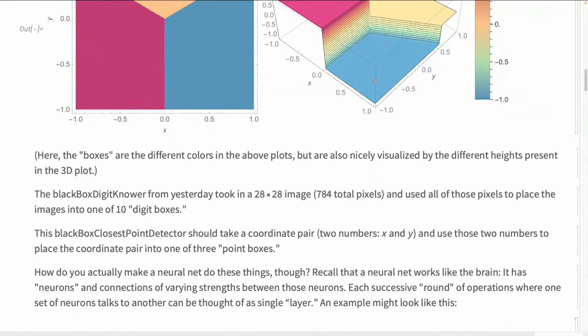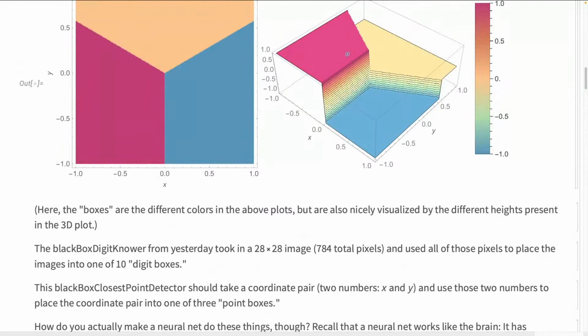So this thing is just taking one XY pair, whereas yesterday, where we had the black box digit knower, that took in a 28 by 28 image, which is 784 total pixels. And it used all of those pixels to place digits or images into one of 10 digit boxes. Again, here, we're just taking 2 data points, and we're going to try and use those to place our points into one of 3 height boxes, so to speak.